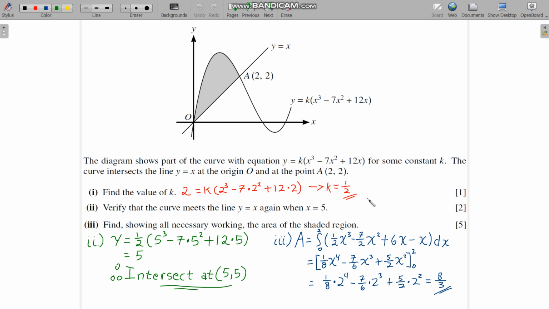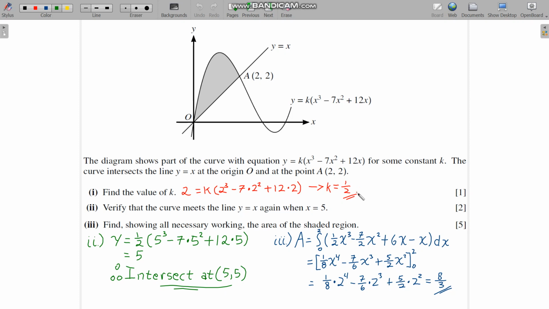So to find the k, we know that this curve is passing through 2, 2, and actually we know it's passing 0, 0 as well. But if we plug in 0 to the x, we will get 0, so we will never get k. So to find the k, we will need to plug in some values of x and y which is not 0, 0, which is 2, 2 here, because the curve passes through 2, 2. This means when the x is 2, the y is 2. So 2 equals k times something, you can find the k.